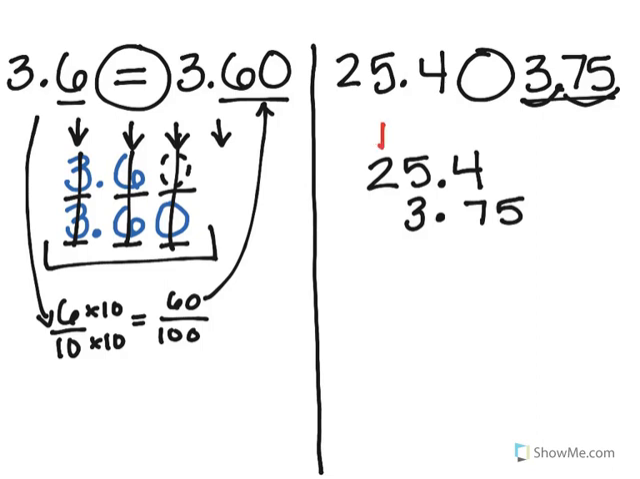I start at my highest value. There is an imaginary 0 here. Don't let it trick you. I have a 2 and a 0. Which one's bigger? You're right, the 2 is bigger, so automatically I know 25 and 4/10 is bigger than 3 and 75/100. I hope this helps you with comparing decimals.